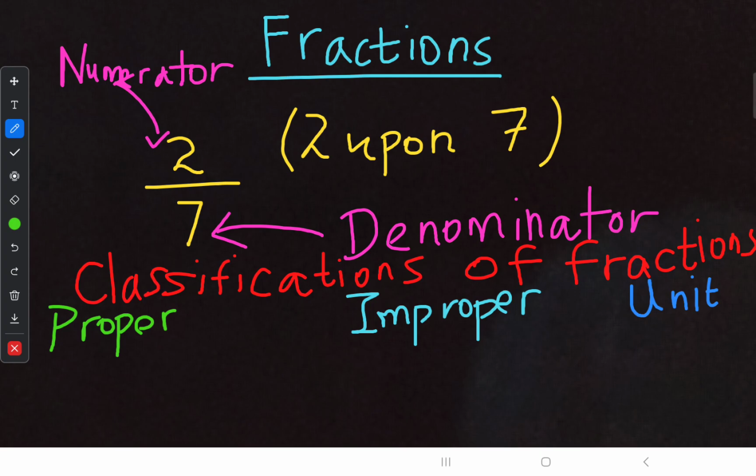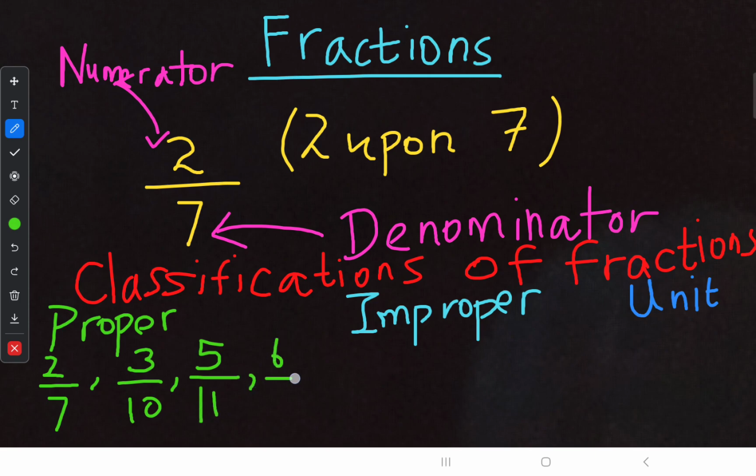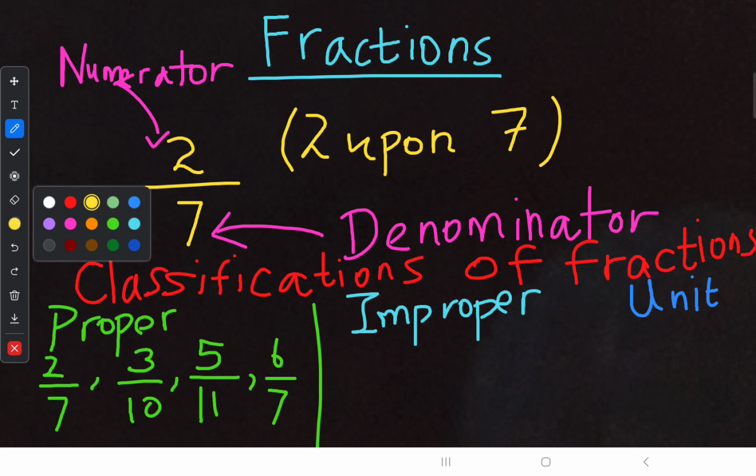What are proper fractions? In proper fraction, the denominator will have higher value and numerator has less value. For an example, 2 upon 7 is a proper fraction. The denominator has higher value than the numerator value. Another example, 3 upon 10, 5 upon 11, 6 upon 7. These are some examples for proper fraction. The proper fraction means denominator will have higher value and the numerator will have less value than that.